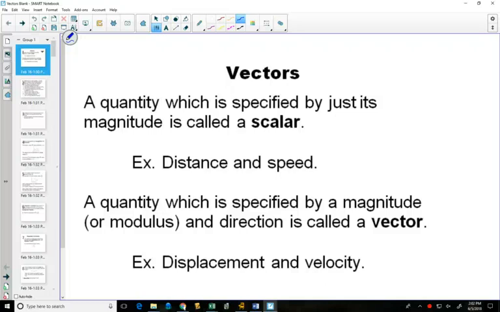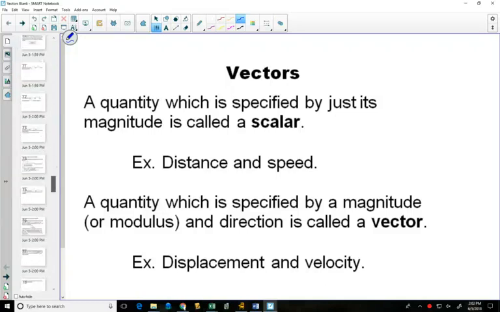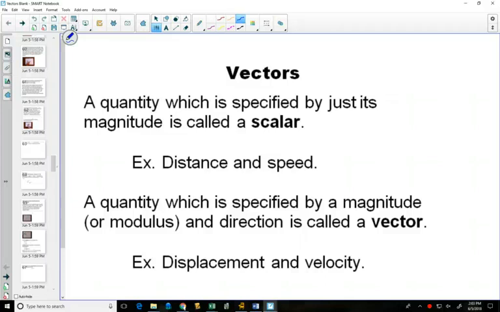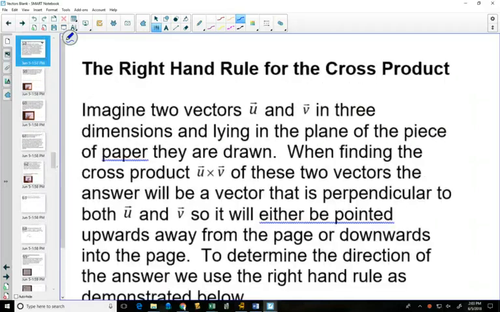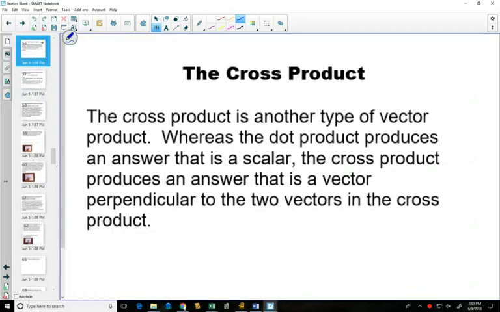Cross product. Oh, I'm on the wrong slide here. There we go.